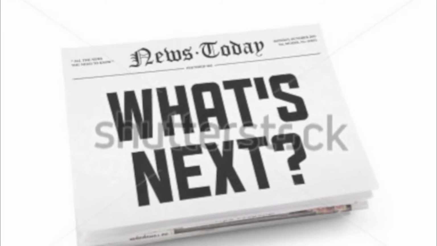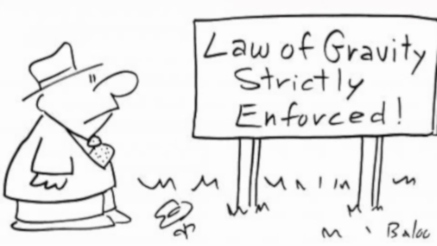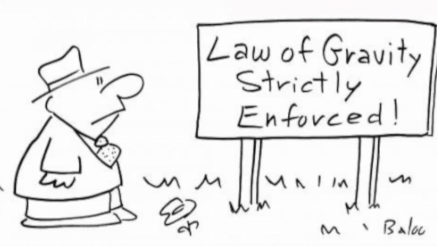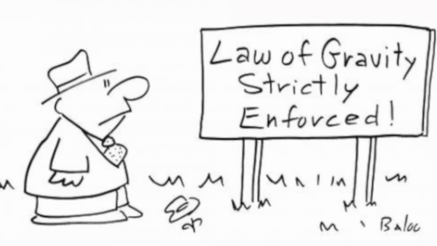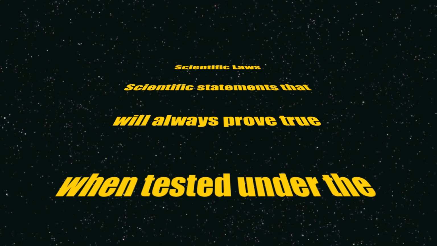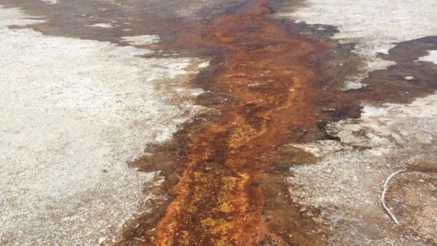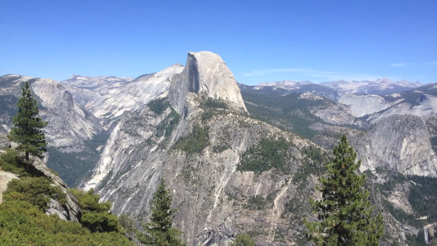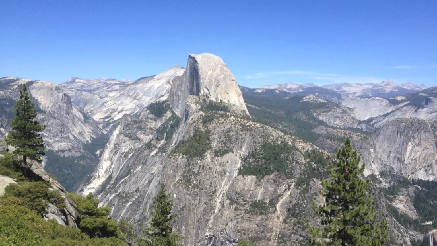Okay, so what? Who cares? Well, we just proved a scientific law, the law of gravity. The scientific method allows us to prove scientific laws. Scientific laws are scientific statements that will prove true when tested in an experiment in the same natural conditions. Scientific laws are important because they help us understand and make sense of the beautiful world and universe that we call home.